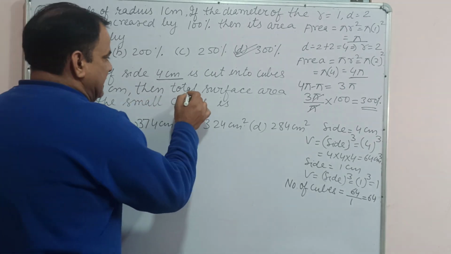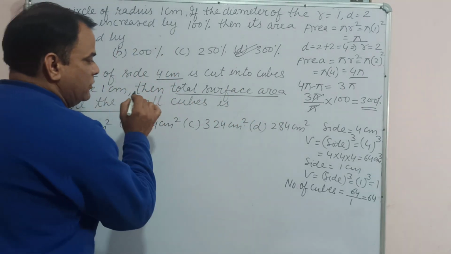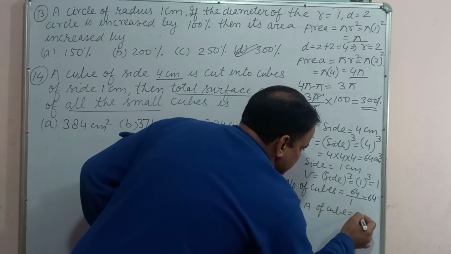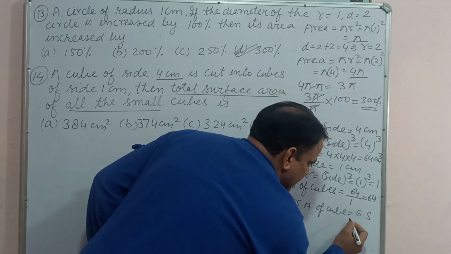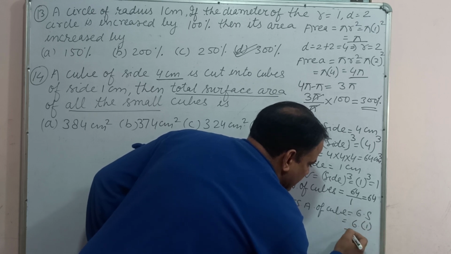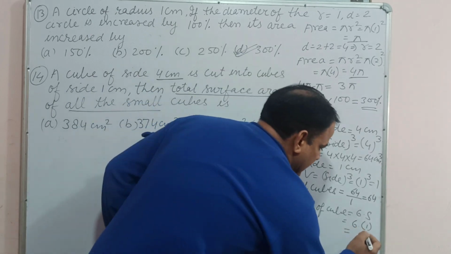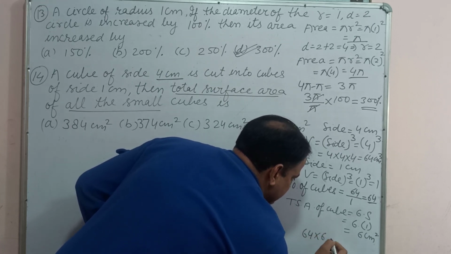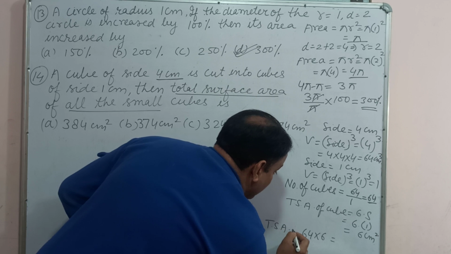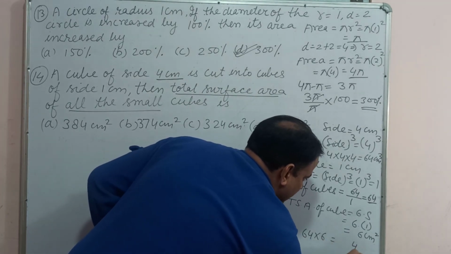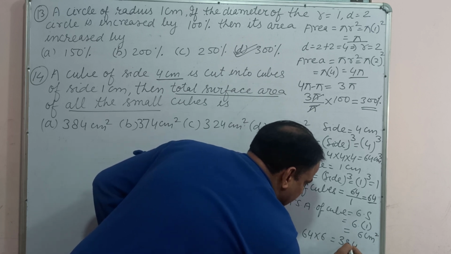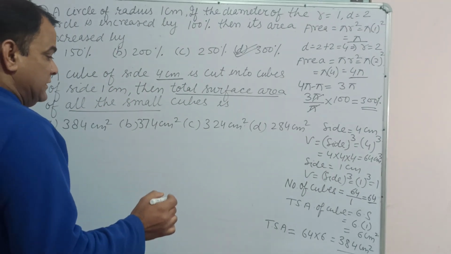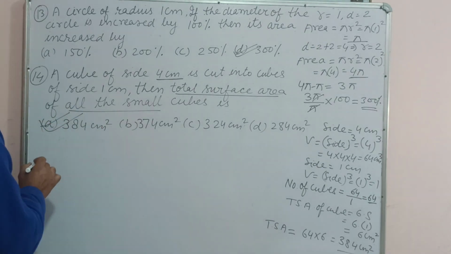Now we have to find the TSA of all the small cubes. TSA of a cube equals 6 into side square, side equals 1. It means 1 cube has total surface area 6 cm square, and we have a total of 64 cubes. Then 64 into 6, the TSA of all small 64 cubes equals 384. Our option A is the right answer.